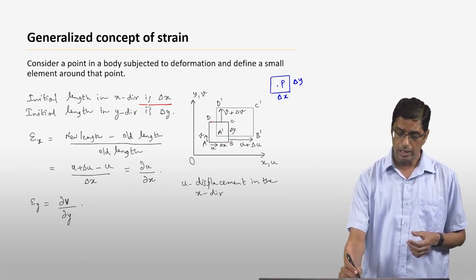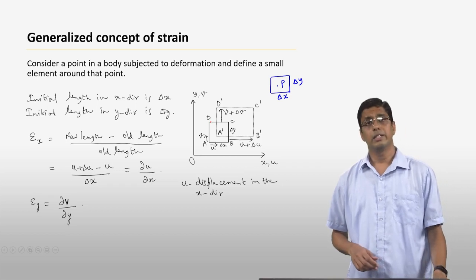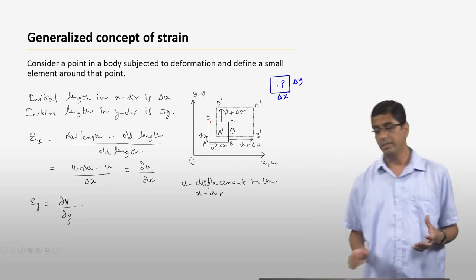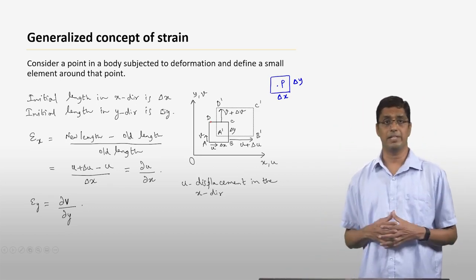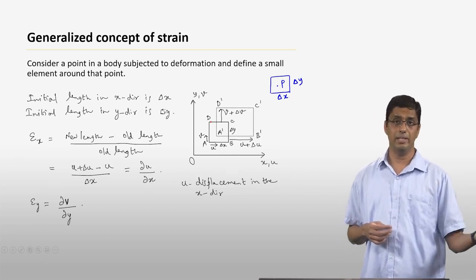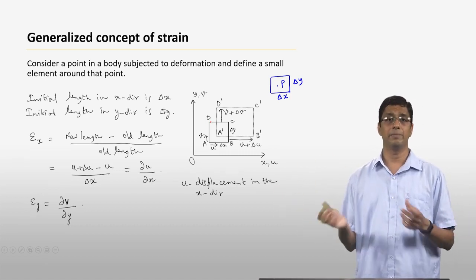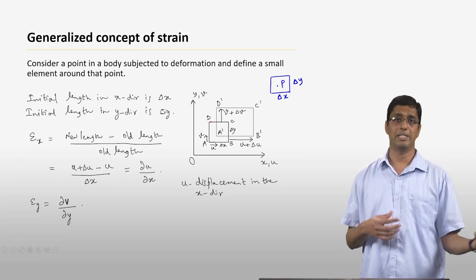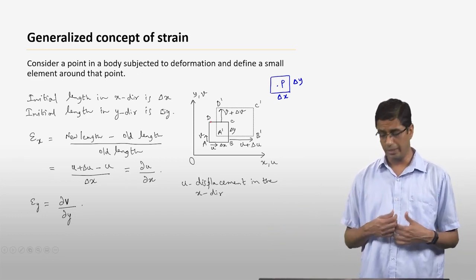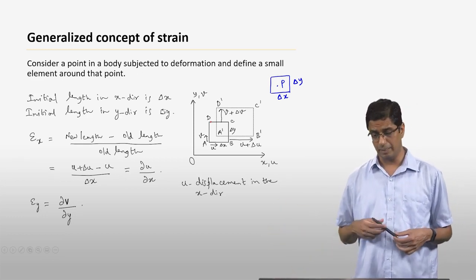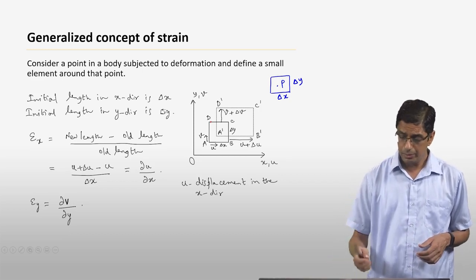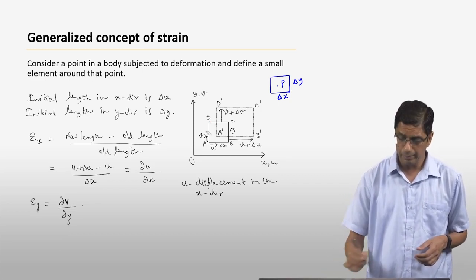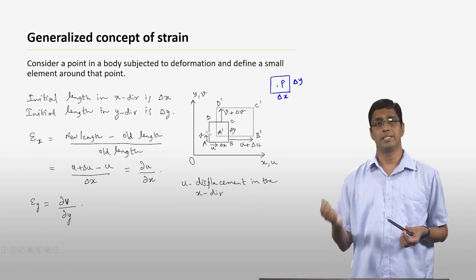Okay, now the way you have been taught what a strain is, especially a normal strain, is that you think of it as the new length minus the old length divided by the old length. Or the new dimension minus the old dimension divided by the old dimension. Okay, so in this case, the new length is going to be different from the old length. And how do you relate the new lengths and the old lengths?